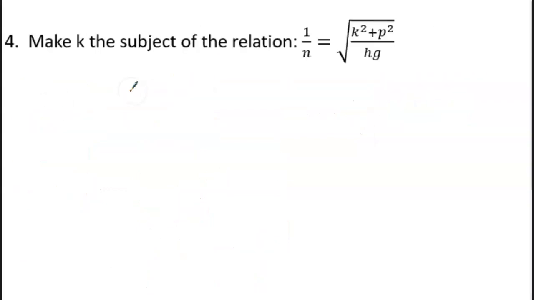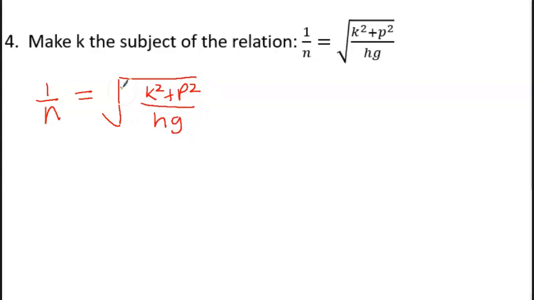We are to make k the subject of the relation. As I've been telling you, you first look for where k is. Once again, k is under the square root sign, so we need to get rid of the square root, and I've explained that to get rid of the square root, you square both sides. So we have 1 on n is equal to the square root of k squared plus p squared on hg. So let's square both sides to get rid of the square root.